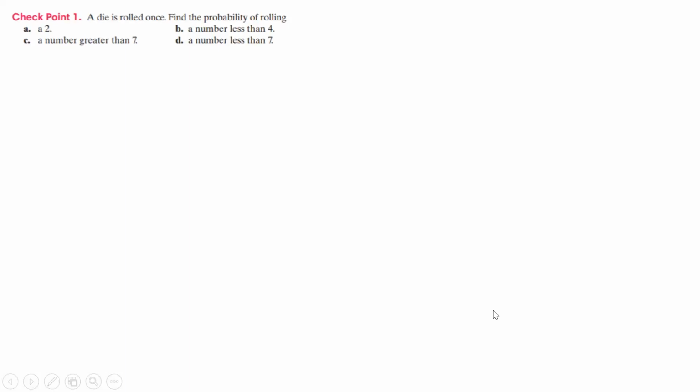All right, so let's do a checkpoint. We have a die that is rolled once, and we're using a 6-sided die here. That's a key thing to think about. What is the probability of rolling a 2? Our event is rolling a 2. The sample space is rolling a 1, 2, 3, 4, 5, or 6. So the probability of E is the number in E, which is 1, over the number in S, which is 6. So our probability is 1/6.